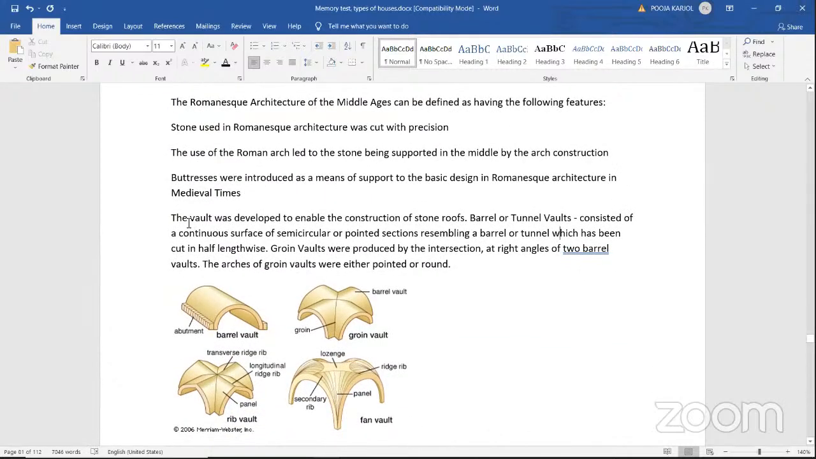Buttresses were introduced. Okay, then the vault was developed to enable the construction of stone roofs. Barrel or tunnel vaults consisted of a continuous surface of circular, semicircular, or pointed sections resembling a barrel or a tunnel which has been cut in half lengthwise. Groin vaults were produced by the intersection at right angles of two barrel vaults.